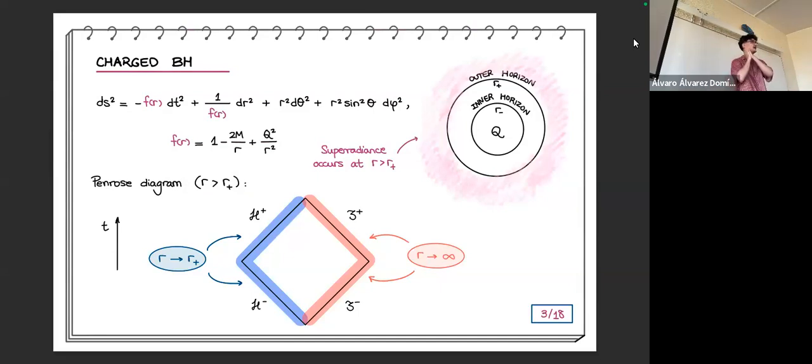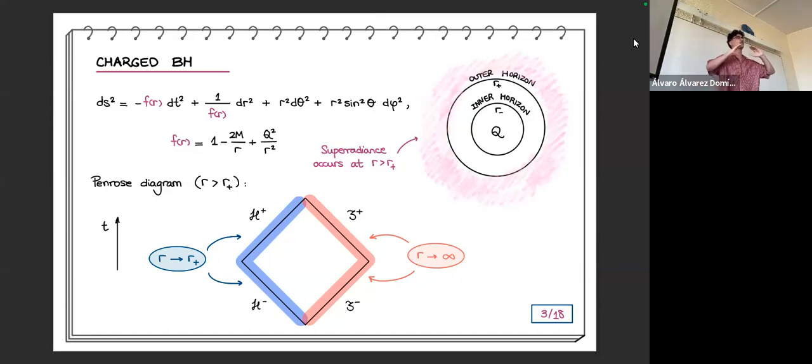The background is going to be a Reissner-Nordström black hole, a charged black hole. There you have the metric. And for superradiance, we are only going to be interested in the outer part. A Reissner-Nordström black hole has two horizons, an inner horizon and the event horizon, which is the outer one. We are only going to be interested in the region outside the event horizon, because for superradiance, the black hole acts as a scattering potential, effectively.